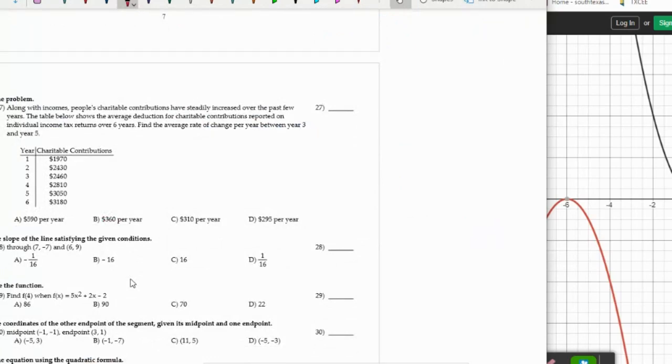27. Along with income, people's charitable contributions steadily rise over the years. The table shows the average deduction of charitable contributions reported on the individual income tax return over 6 years. Find the average rate of change between year 3 and year 5. So we're looking at this number and this number. So we're just going to subtract these two numbers over these two numbers.